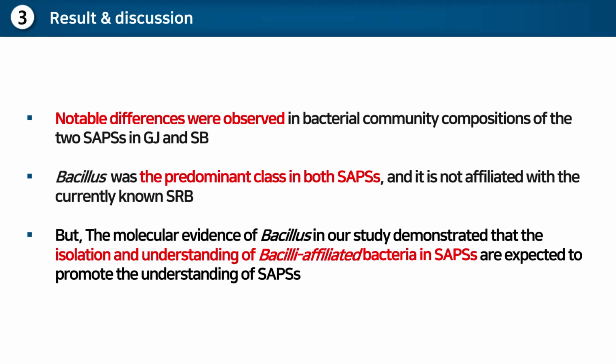Notable differences were observed in bacterial community compositions of the two SAPSes in GJ and SB, with drastic differences in acidity, metal concentrations, and treatability. Bacilli was the predominant class in both SAPSes, and it is not affiliated with the currently known SRB. The molecular evidence of Bacilli in our study demonstrated that the isolation and understanding of bacilli-affiliated bacteria in SAPSes are expected to promote the understanding of SAPSes.